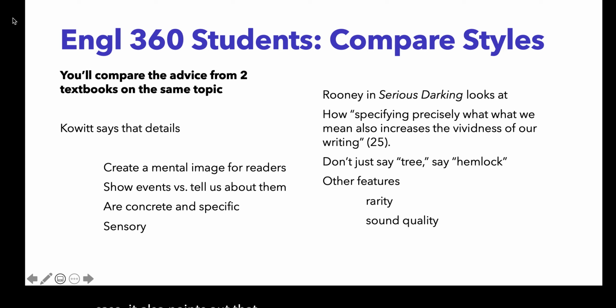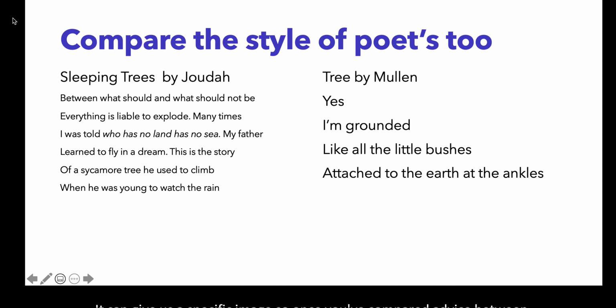So once you've compared advice between two writers, you want to go on and look at how two poets address the same issue. Wonderfully enough, we have two poems about trees. One by a poet by the last name of Judah, and the other by a poet by the last name of Mullen. In Sleeping Trees, we have between what should and what should not be. Everything is liable to explode.